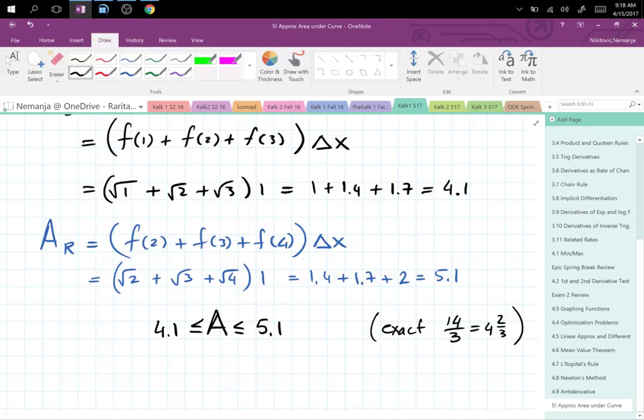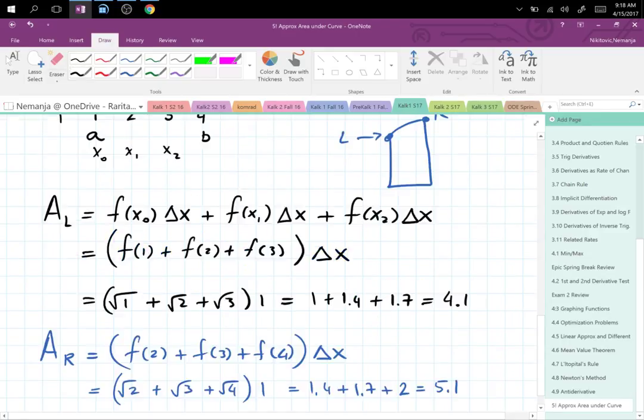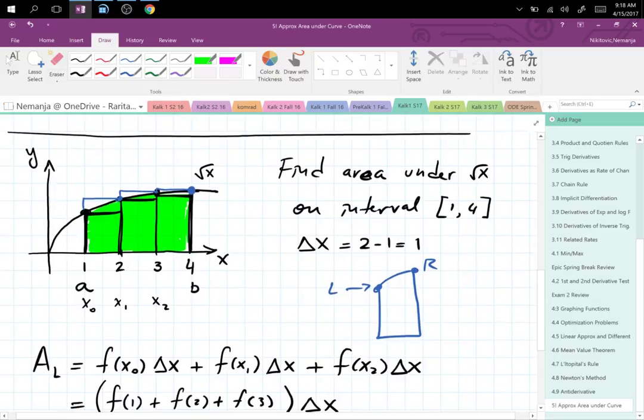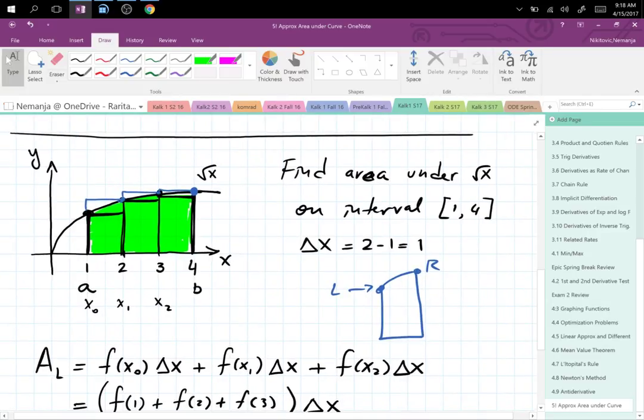But then you say, oh wow, that's a whole point off. Can we do better? And the answer is yes, we can. How do we do better? We do better if we increase the resolution, if we put in more rectangles.